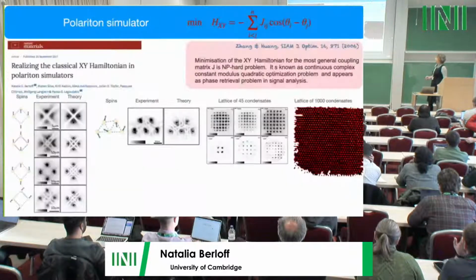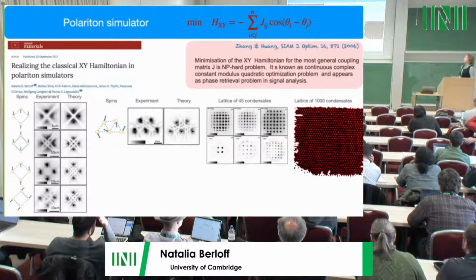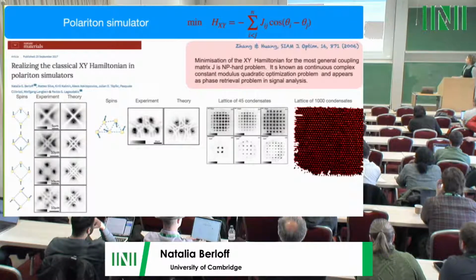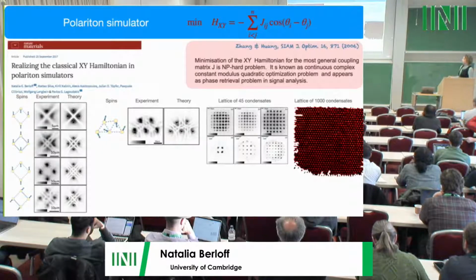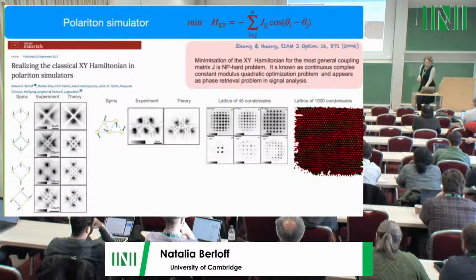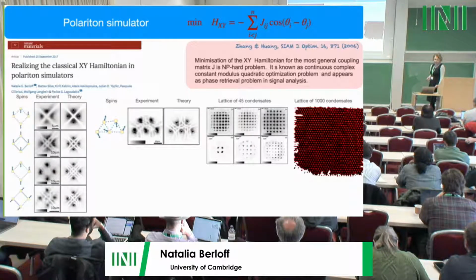So one more slide on the realization of the actual XY model. Again, this is an experimental image. This is what we expect from XY. And this is what theory, the full numerical simulation of the governing equations, gave us, in full agreement with what we expect from the XY minimization. So this is really what the system does.